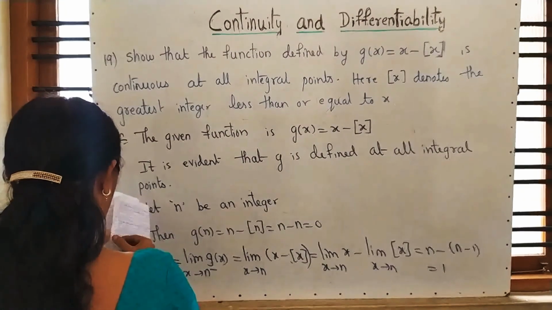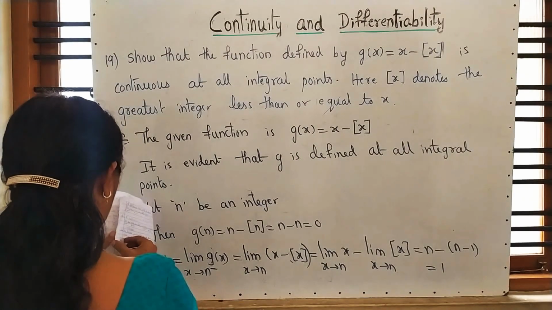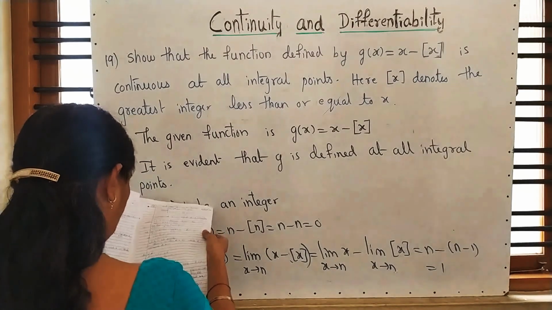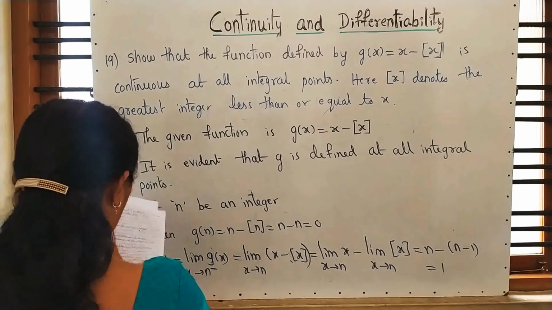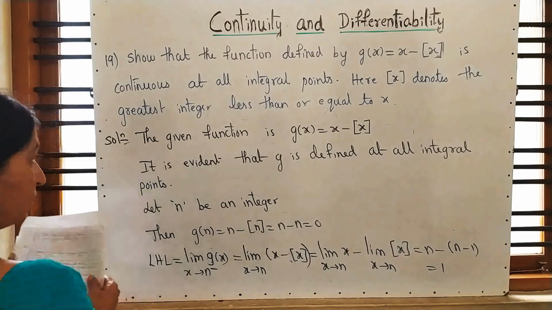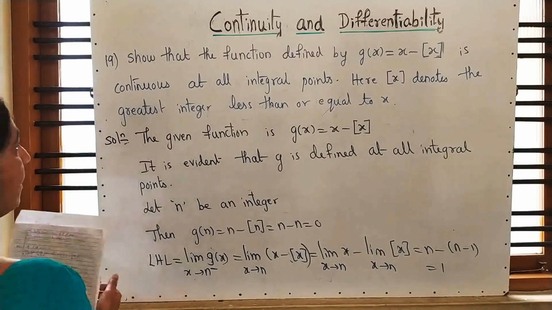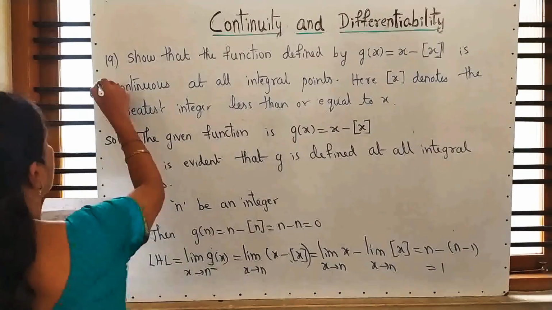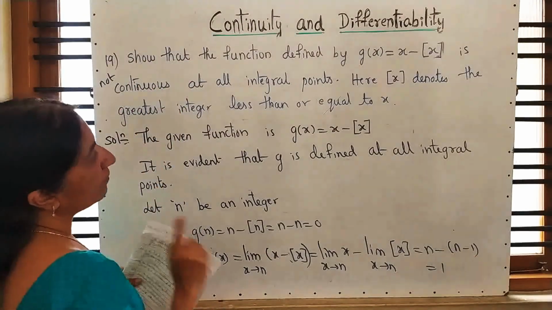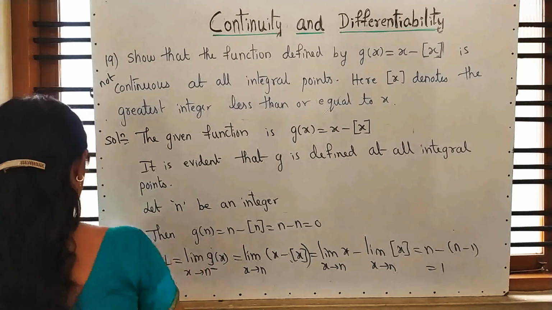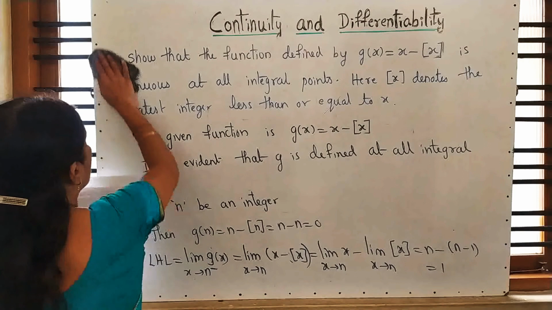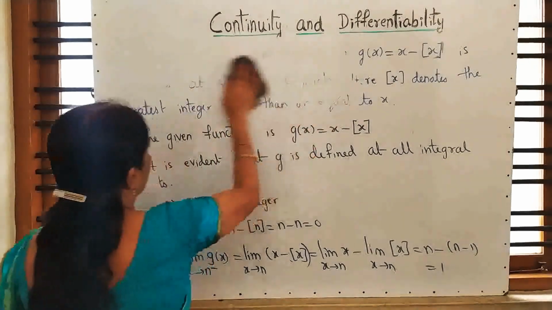The function defined is not continuous. Make the correction: show that the function defined by g of x is not continuous. Make the correction there. Now we are moving to the right side.